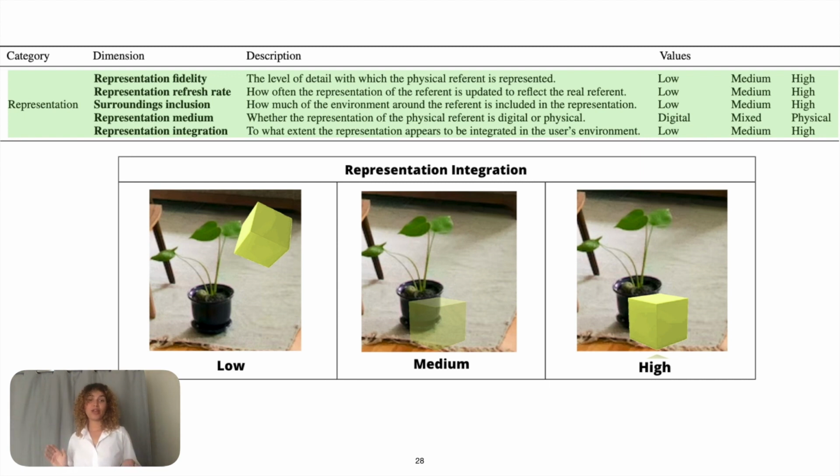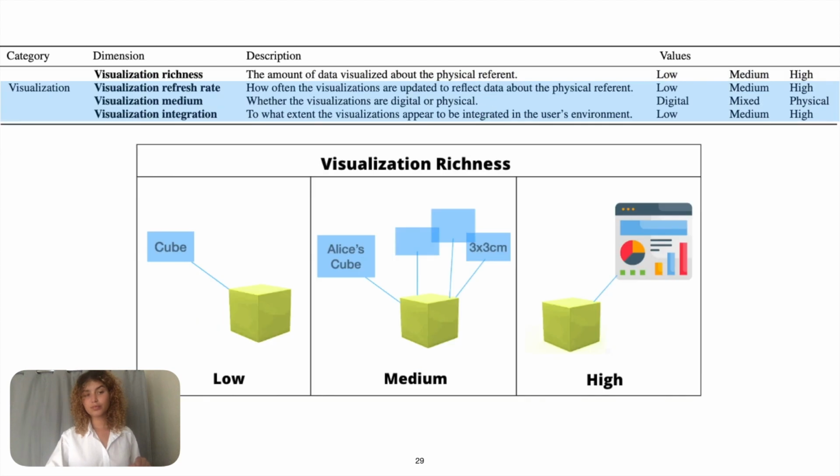For a medium value, there is some sense that the representation is integrated in the physical environment, but its integration is not fully believable, like here, where occlusion is not handled. For a high value, the representation appears to be an integral part of the physical environment. So the three ones that are above are very similar to the representation ones, so I'm not going to go through them anymore.